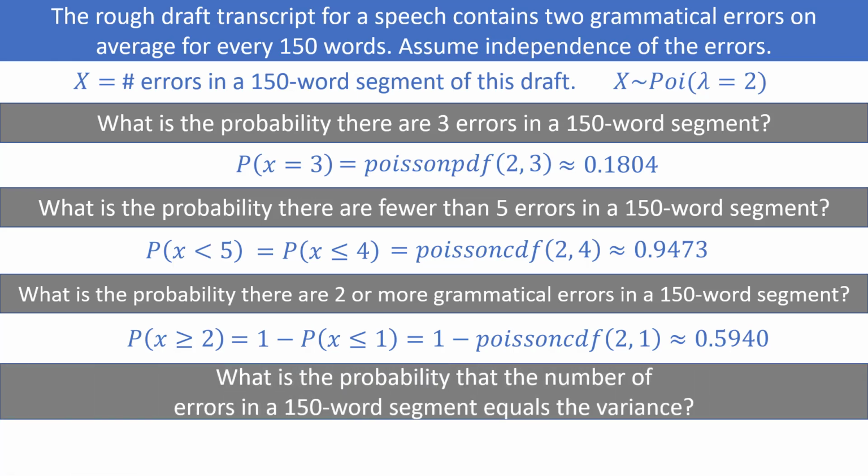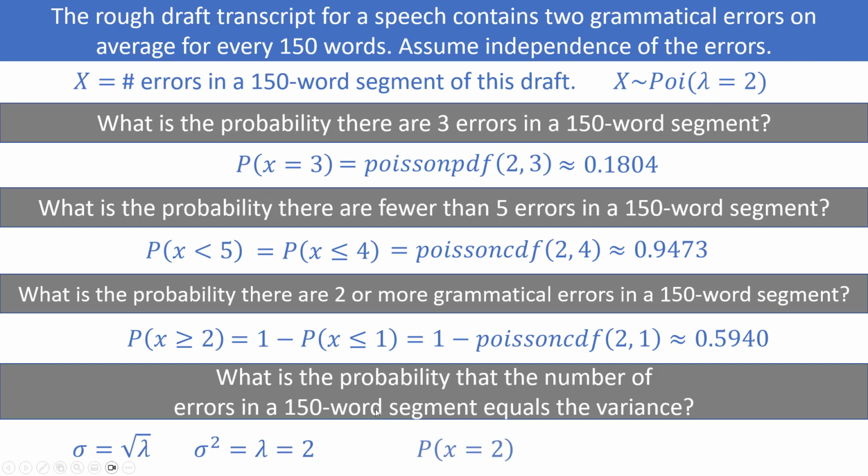All right, let's try one more problem. What's the probability that the number of errors in a 150-word segment is equal to the variance? Well, remember that the standard deviation of the Poisson distribution is the square root of lambda. That means the variance must be just lambda itself. And we already said that lambda is equal to 2.